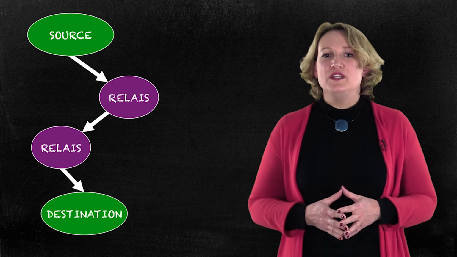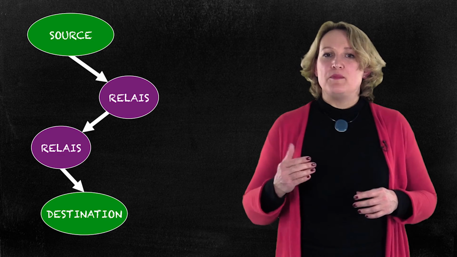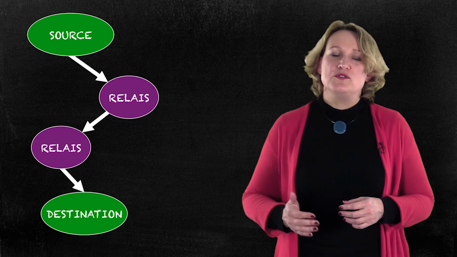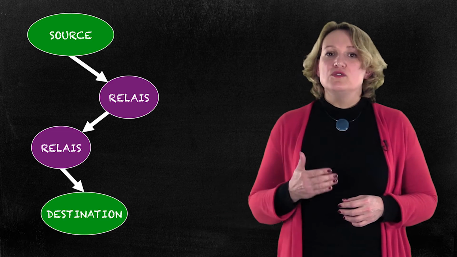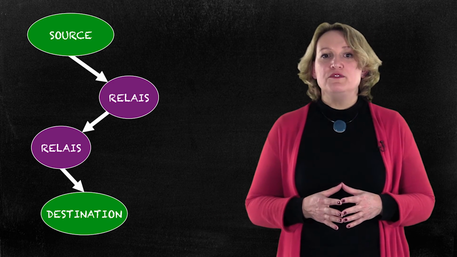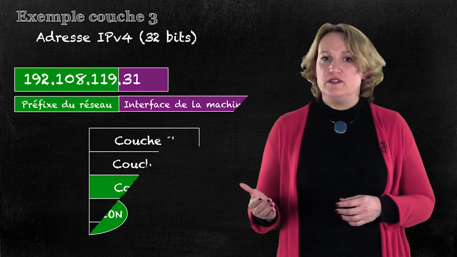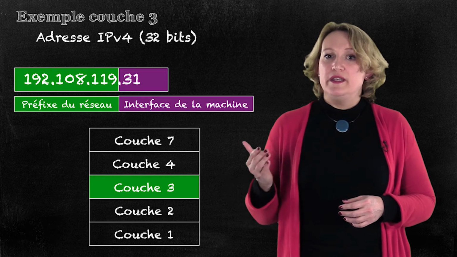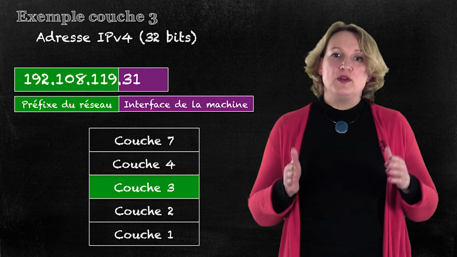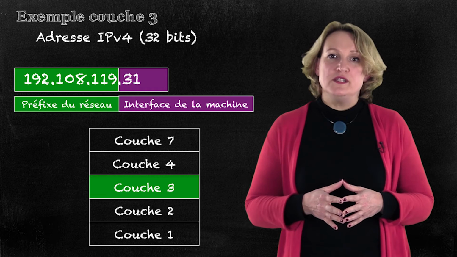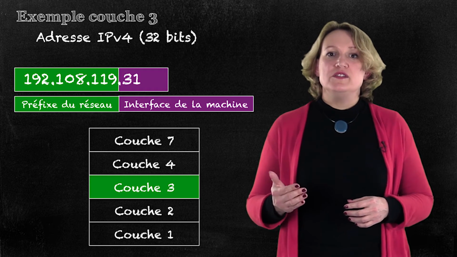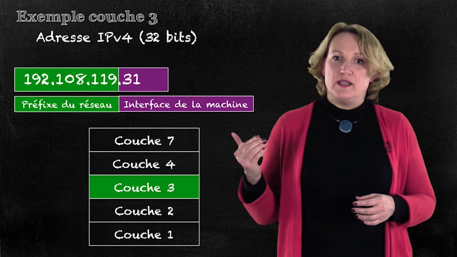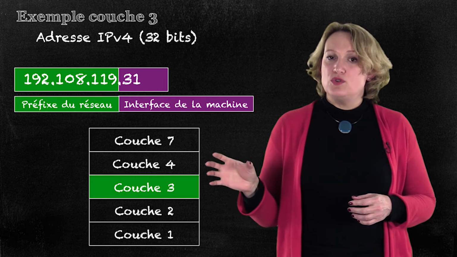Let's have a look at the address on layer 3. Here it becomes really important because this layer will introduce intermediate relays to transport information to the destination. We will see that the address will take different forms depending on the protocol used. Let's take IPv4 as an example. Here the address is coded over 32 bits. If we take a look at its structure, we can see that the first part is made of a prefix with a variable length which identifies the network on which the machine is located. The rest of the address identifies the machine's interface on this network.